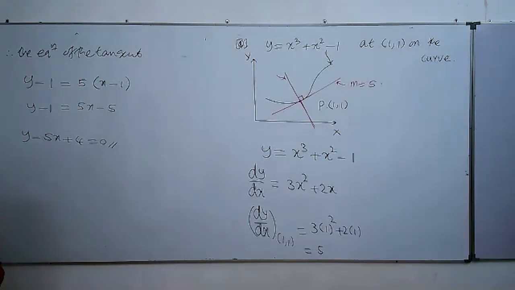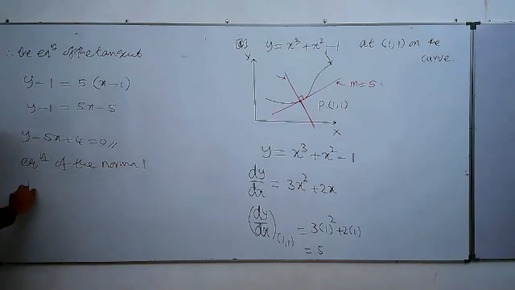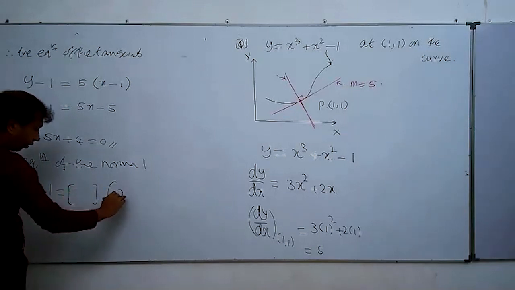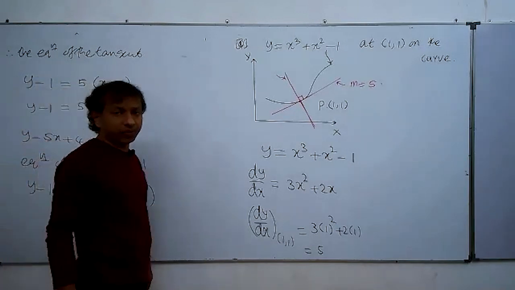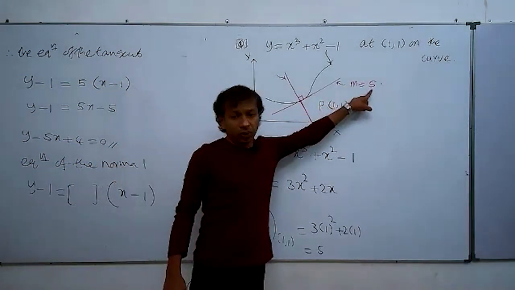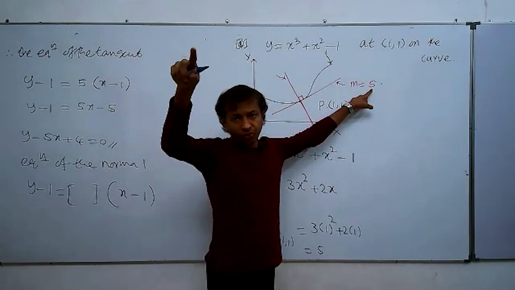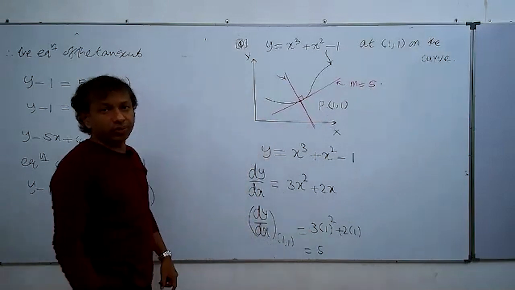Right, equation of the normal. What do you get there? y minus 1 equals gradient, we put a bracket here, times x minus 1. What is the gradient of the normal, people? We said the gradient of the normal can be obtained: first, take the reciprocal of this. 5 means 5 by 1, no? Reciprocal means 1 upon 5. That should be multiplied by a minus sign to get the gradient of the normal, minus 1 upon 5.